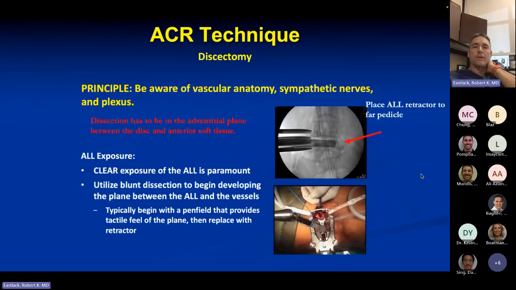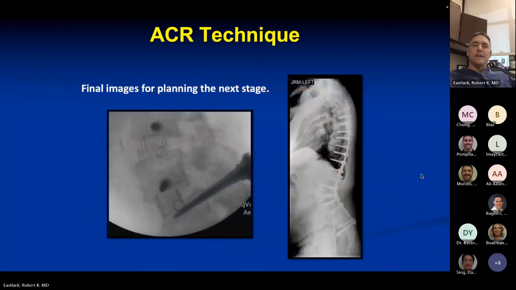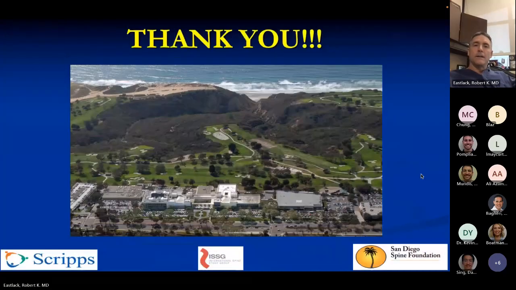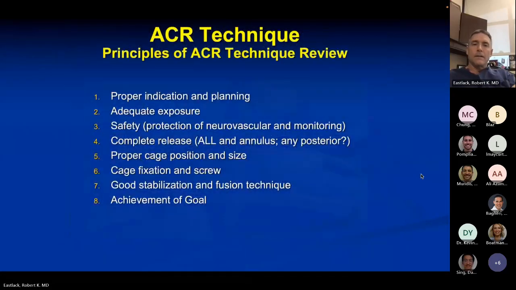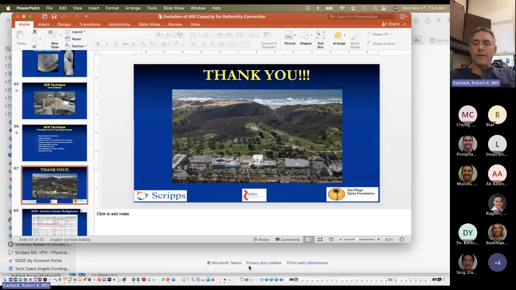Let's skip forward a little bit here because this was less about an ACR technique than just the MIS. And that is it, guys. I think we'll have an ACR talk later in the season.